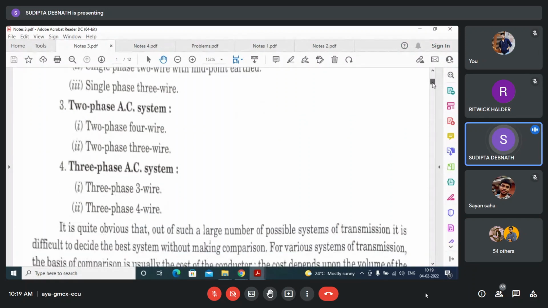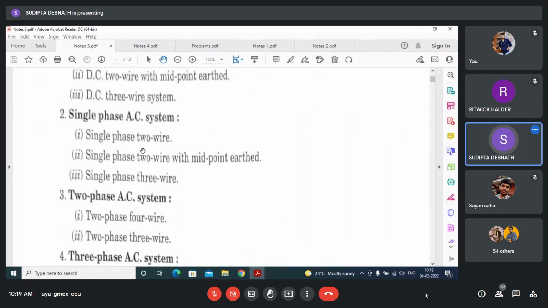You are conversant with single phase AC system, then two phase AC system, though it is not very common in use, and then three phase AC system. Three phase AC system means the voltages are displaced from each other by 120 degree, and in two phase AC system, the voltages are displaced from each other by 90 degree. And of course, under balanced system, the magnitudes of all voltages of all the phases are constant.